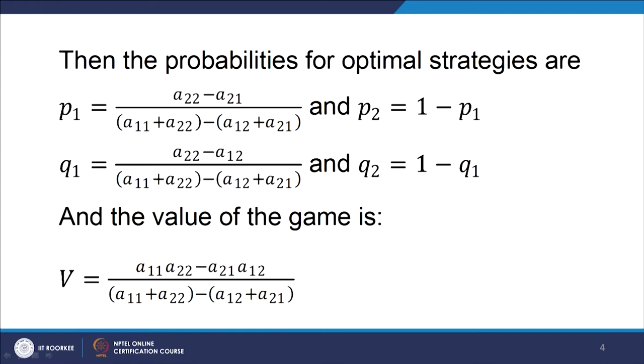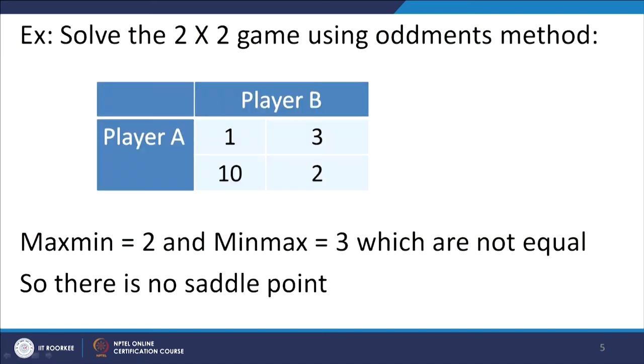Now, it might be difficult to remember these formulas, and also we would like to understand how these formulas are derived. So, let us take a simple example. In this example, we have a 2x2 game where there are two players and their payoff matrix is given by 1, 3, 10 and 2. Now, if you look at the row minimum and its maximum, and then the column maximum and its minimum, we find that maximin is 2 and minimax is 3, which are not equal. So, there is no saddle point.